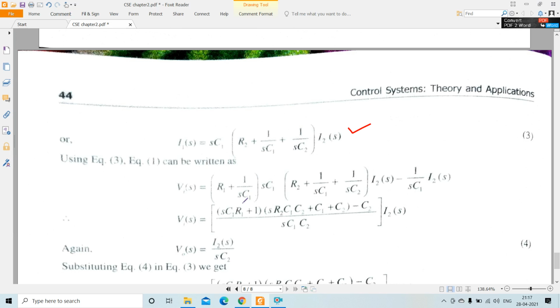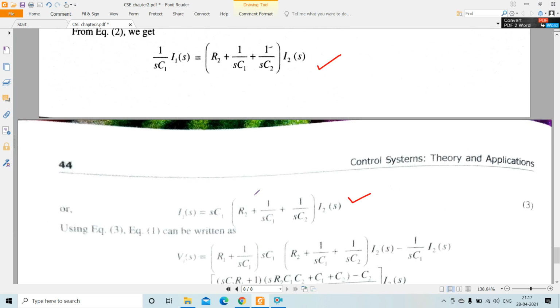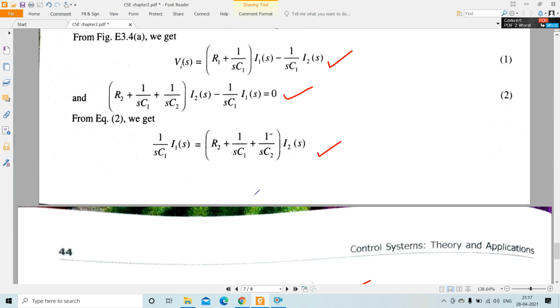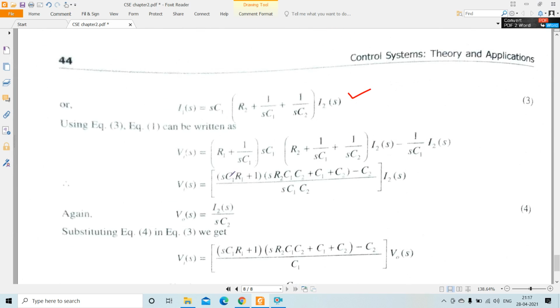So R1 plus 1 by SC1 into I1, and our I1 is this term, SC1 into this, into I2S minus 1 by SC1 into I2S. So by solving this we found this expression. Okay, so here I2 is taken common, so this is the overall expression.